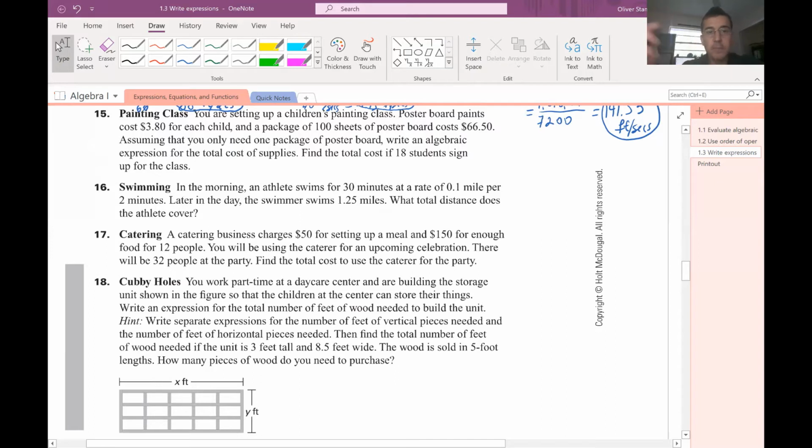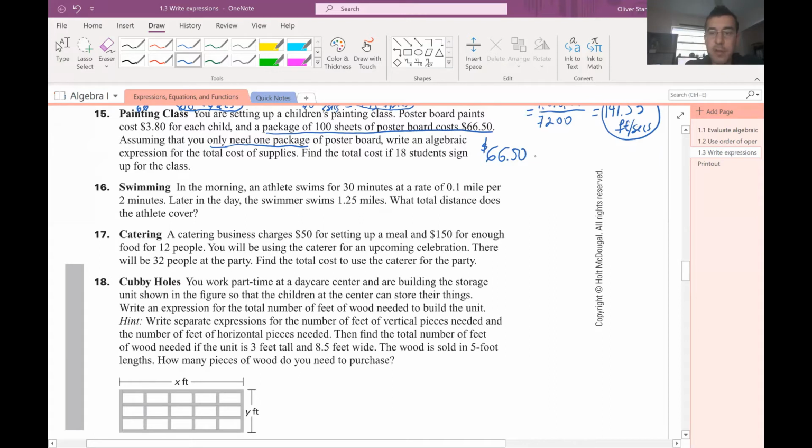Okay, so we're going to need a package, only 1 package. Only 1 package is needed, and the package costs $66.50, and that's going to be our static cost. So it's not going to change based on the number of students we're going to have. So that's the static cost, $66.50 for the package of 100 sheets.